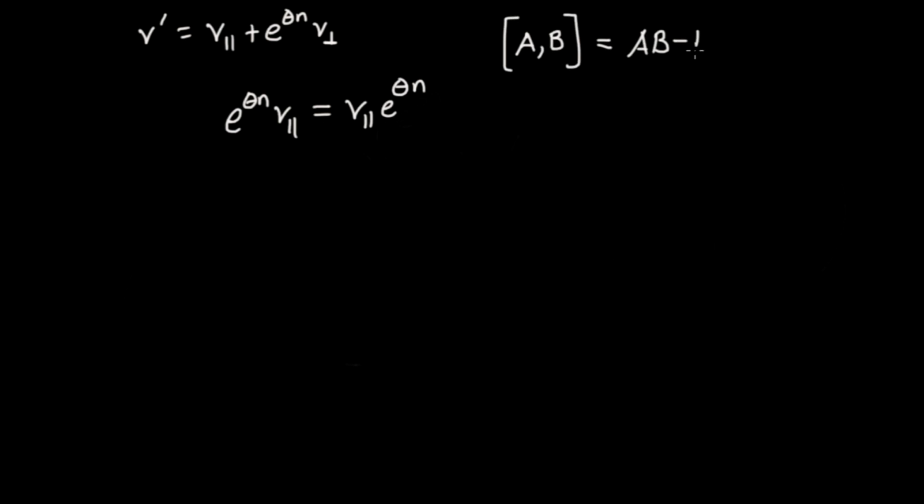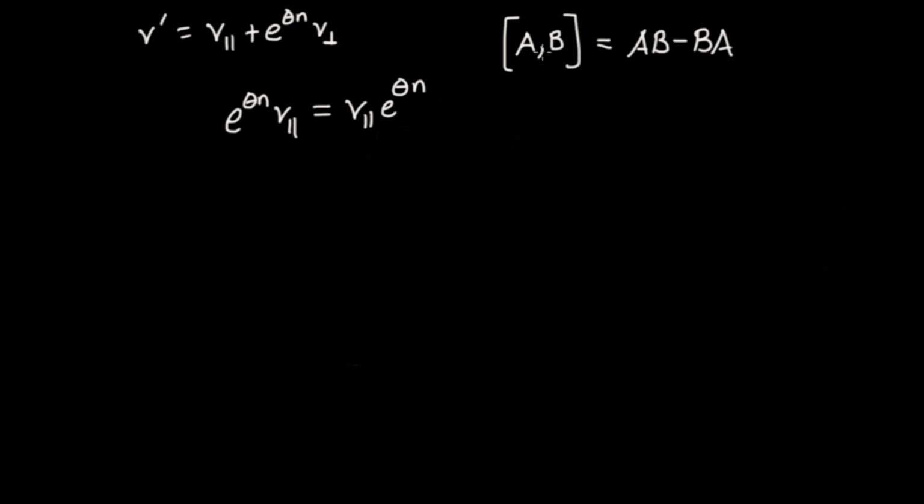And the second one is going to be the following, that e to the theta n times v parallel, this time, is equal to v parallel times e to the theta n. That is to say, e to the theta n commutes with v parallel. Now, to show this statement, I'm going to review a concept that I've shown in one of my previous videos called the commutator. Now, if I have two quaternions, let's say a and b, there's this thing called the commutator between a and b, which is a fancy way of just saying ab minus ba.